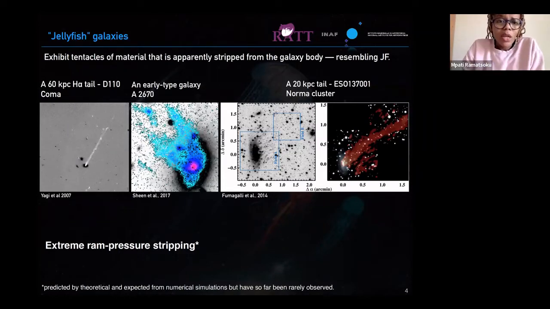Surprisingly, there have been tails seen in early type galaxies like that found in Abell 2670, such as this one over here.